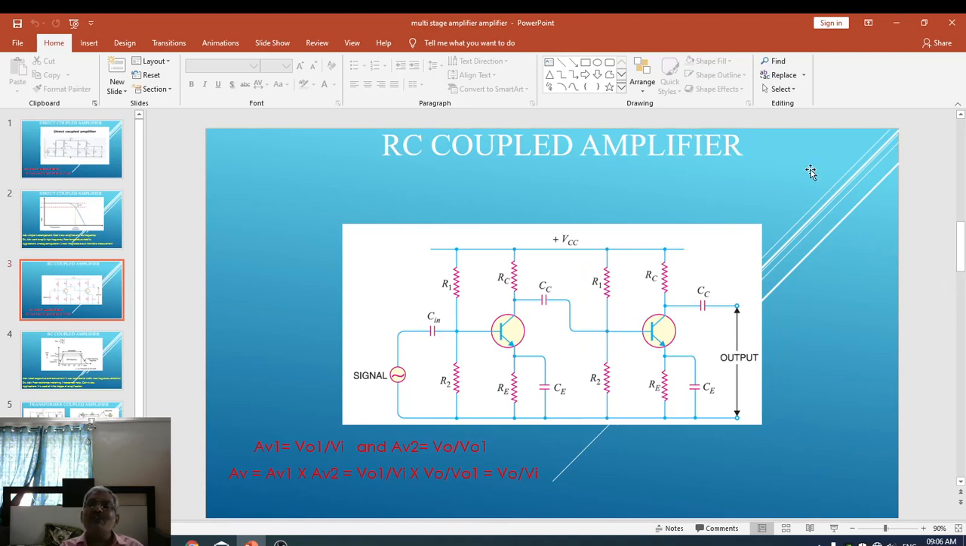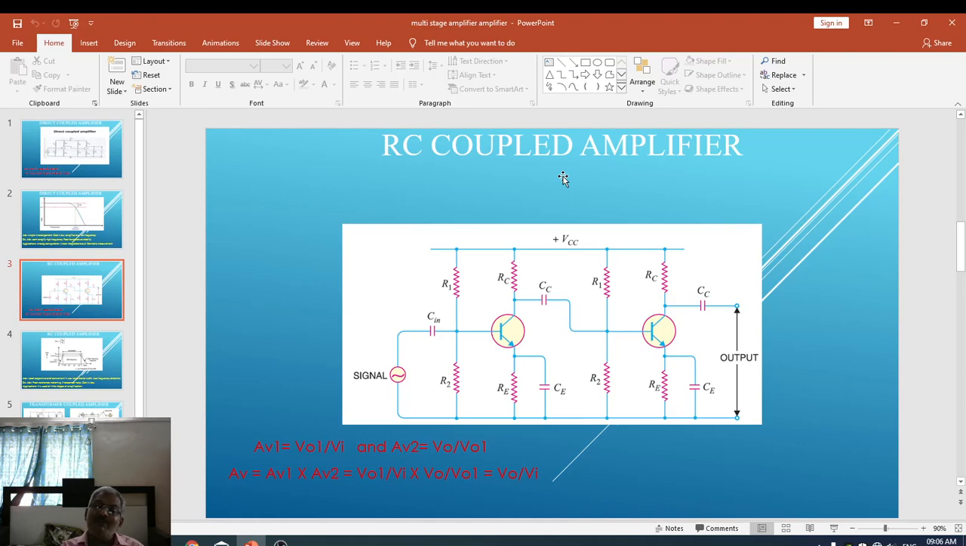Students, in this particular period we are going to study another type of multi-stage amplifier, and that is called the RC coupled amplifier. As the name suggests, it is an RC coupled amplifier.